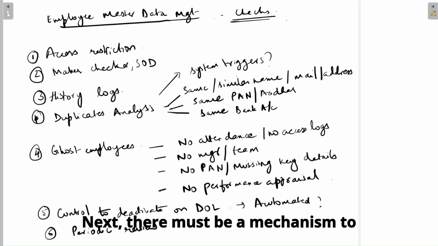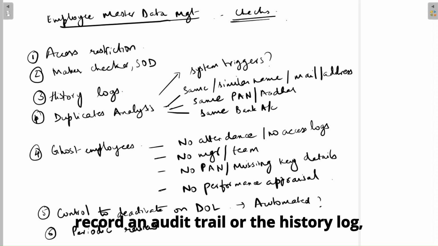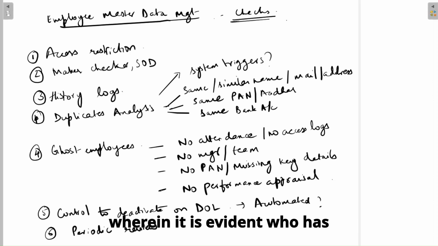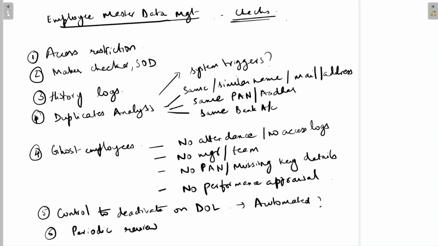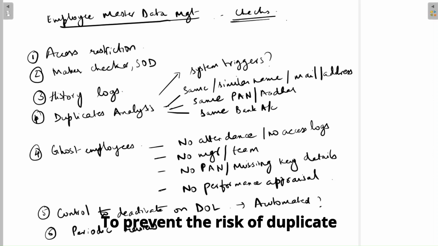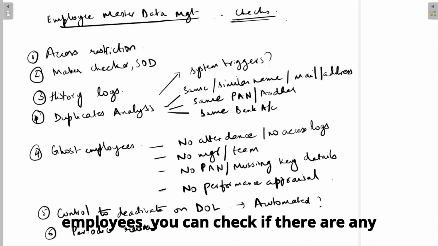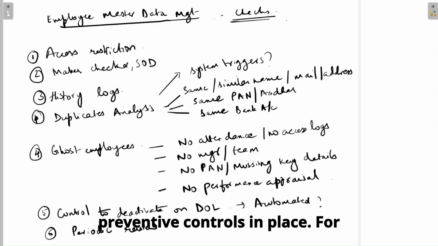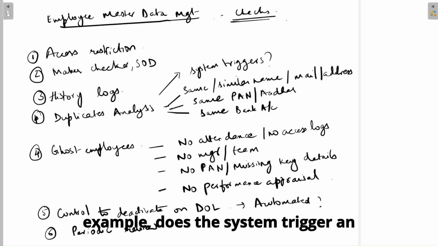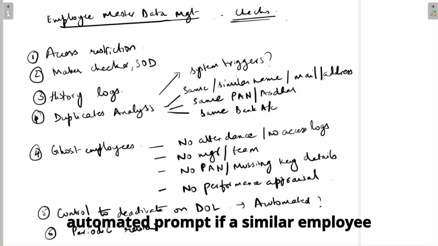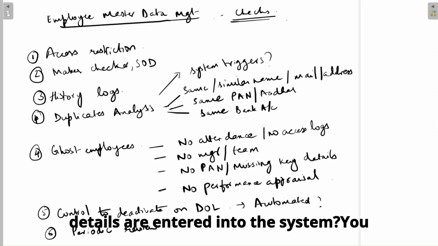Next, there must be a mechanism to record an audit trail or the history log, wherein it is evident who has modified the employee record and what field has been changed. To prevent the risk of duplicate employees, you can check if there are any preventive controls in place. For example, does the system trigger an automated prompt if similar employee details are entered into the system?